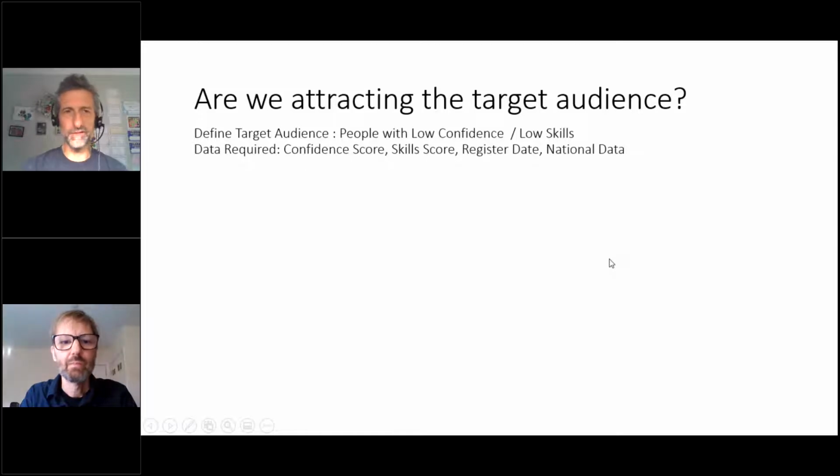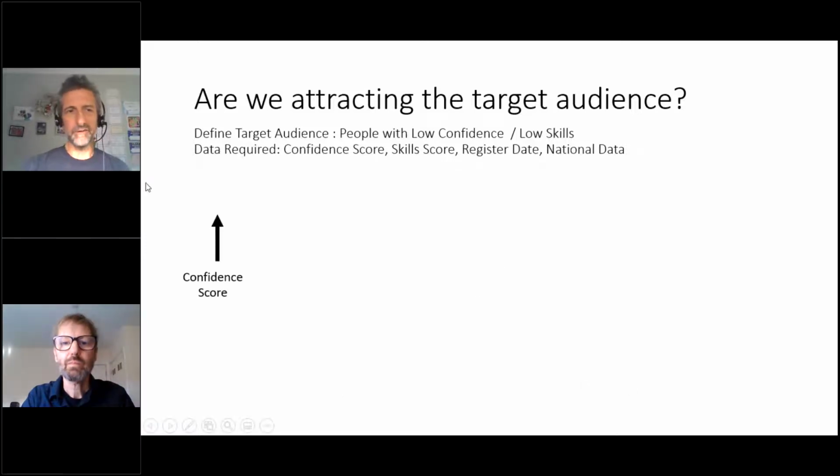So we're going to collect the confidence score, the skills score. We're going to collect the register date, because as Paul said, that tells us a lot about the type of people. So it makes sure we're not skewing it with overconfident people or people who are not our target audience. And finally, when we say low confidence or low skills, what do we mean? We need to benchmark that. So we need some national data, and we did a survey last year at YouGov that asked some very similar questions. So we know what the UK as a whole thinks in that area.